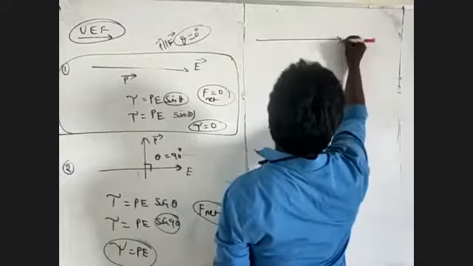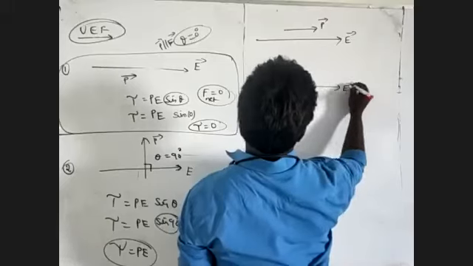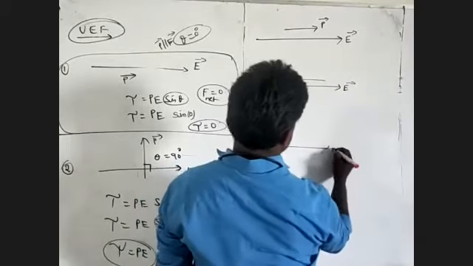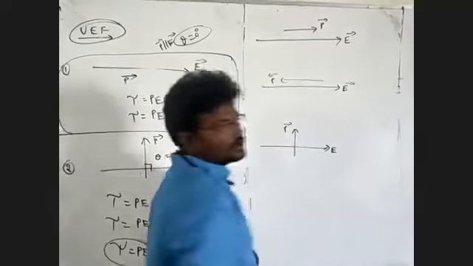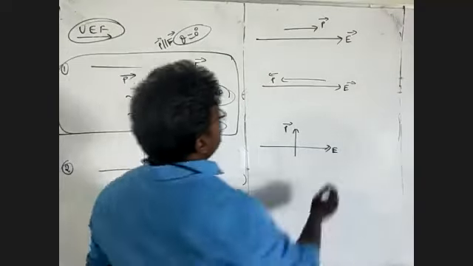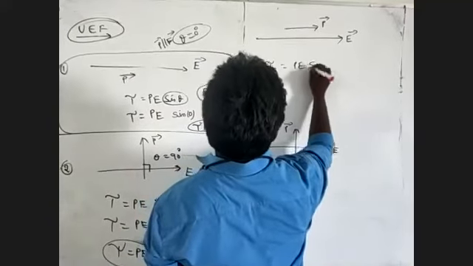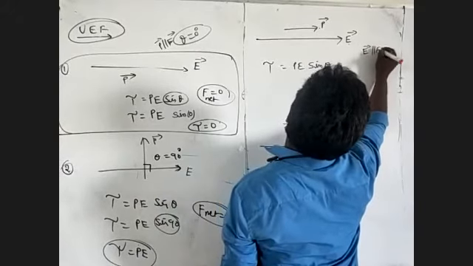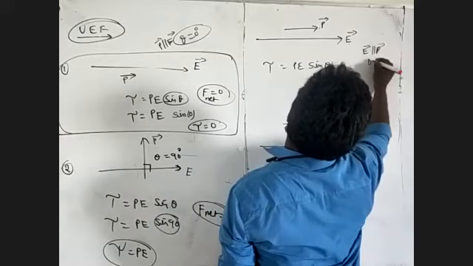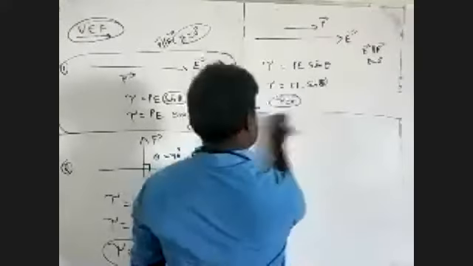Now this is the direction of electric field, E bar, and this is P bar. For this one, tau is equal to PE sin theta, where theta is the angle between E bar and P bar. The angle between E bar and P bar is 0 degrees, so theta is equal to 0 degrees. Tau is equal to PE sin 0, and sin 0 is 0. Tau is equal to 0 in this situation.